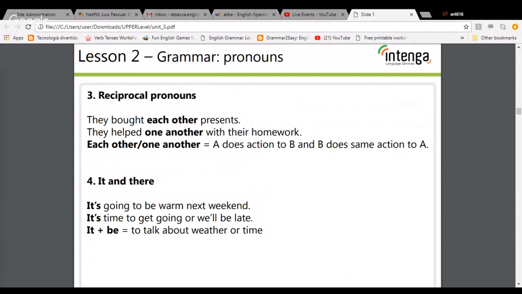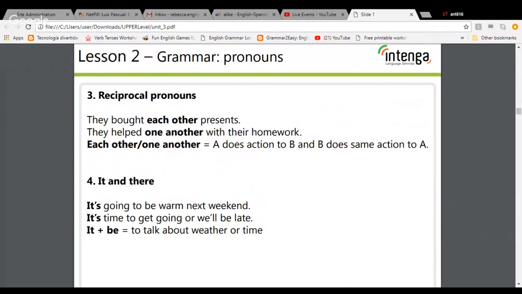Yes. Okay, so if I say they bought each other presents, that means, for example, my parents. My mother bought a present for my father and my father bought a present for my mother. So they bought each other presents. And you can also put it at the end: they bought presents for each other.